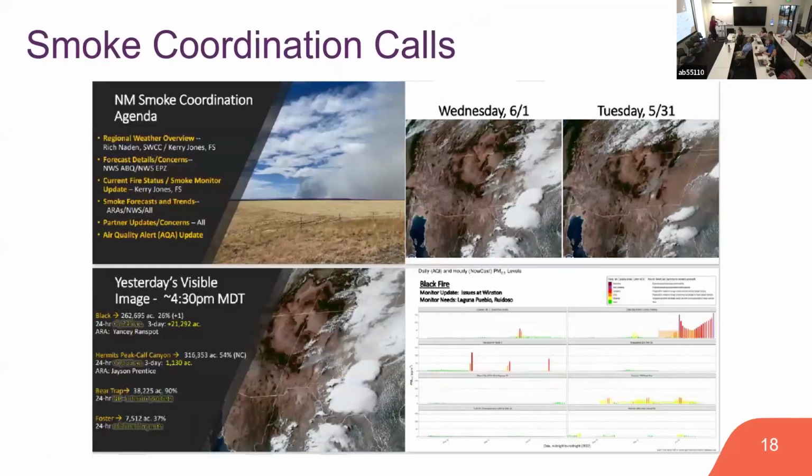So with the historic season, we had daily smoke coordination calls. These were coordinated by the United States Forest Service. We also had the State Forest Service, Department of Health, the Environment Department, Air Quality Bureau, as well as other partners, who would meet every day to assess the situation, see where the smoke patterns were projected to go, and then issue alerts if it was expected to impact populations, and also add the health messaging from our side.